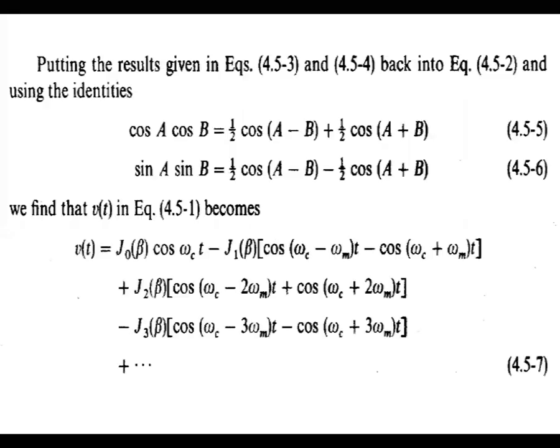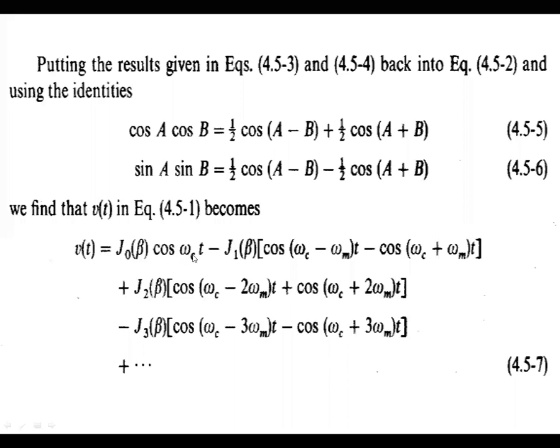The Bessel's functions are specified in this equation. Again, you have to apply the cos A cos B and sin A sin B formula, that is equation number 2. The final equation is the seventh equation. See that seventh equation, that is the final equation. It has V of t is equal to J0 of beta cos omega c t. So J0 means n is equal to 0. There is J0 of beta cos omega c t.